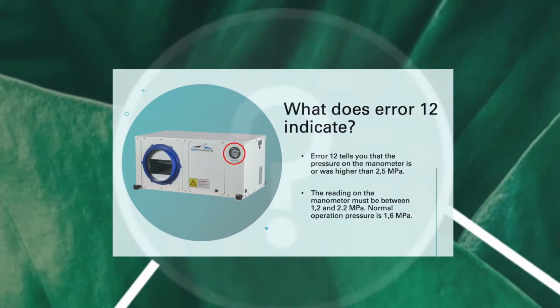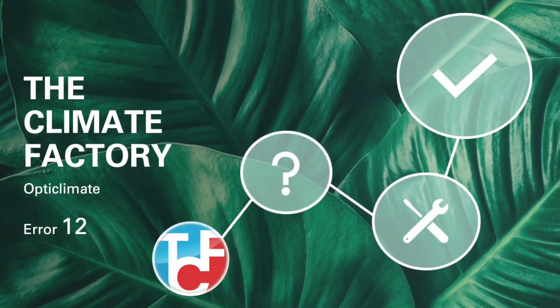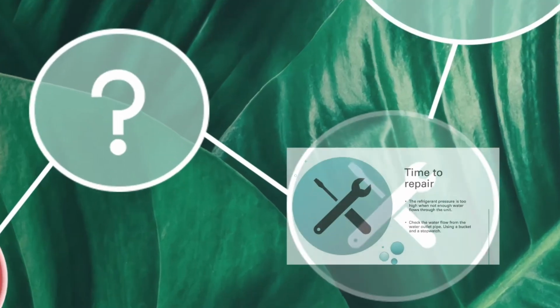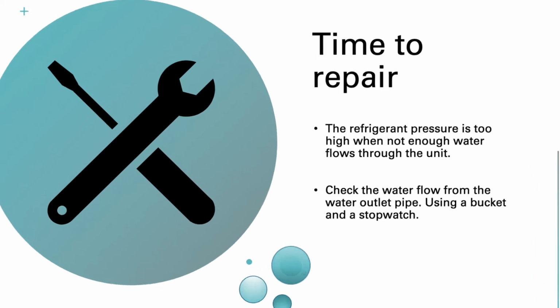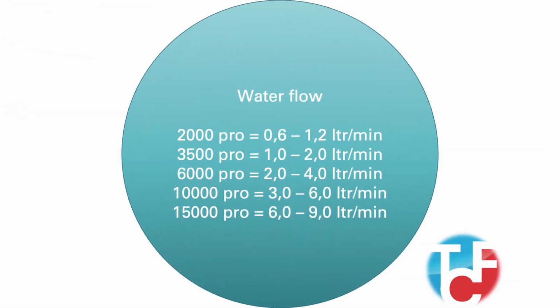Now we know what error 12 indicates, let's see how we can fix this. Error 12 can occur when the refrigerant pressure is too high when not enough water flows through the unit. Check the water flow from the water outlet pipe. You can do this using a bucket and a stopwatch. Please see on the screen the correct water flow for your Opticlimate.